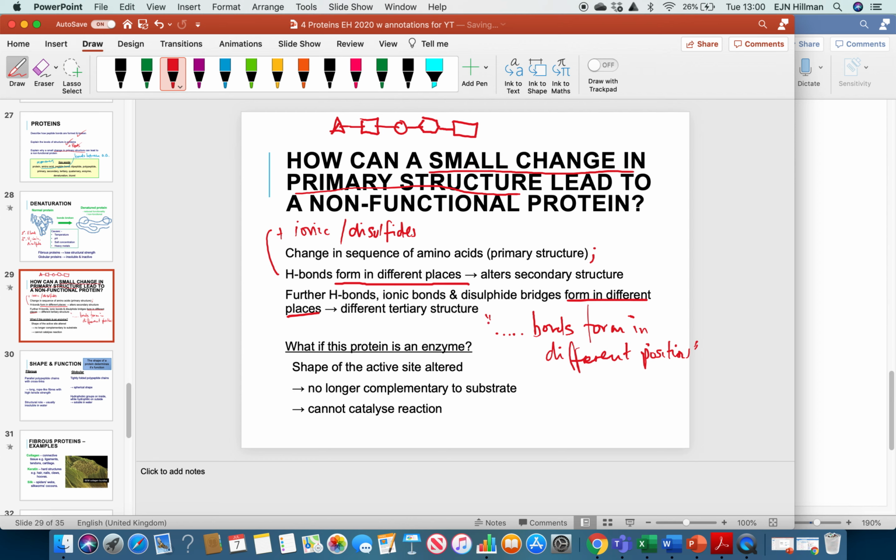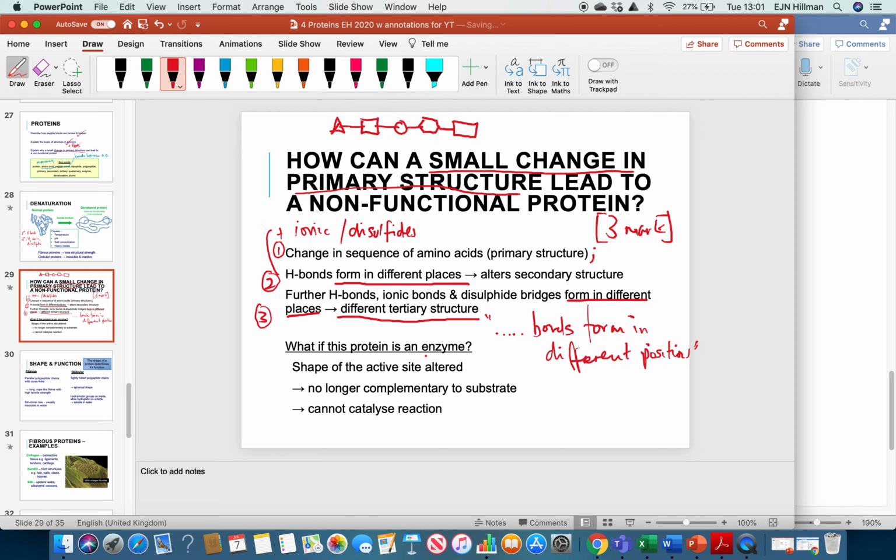What effect does that have? Well, it changes the tertiary structure of the protein. Okay, so very commonly this might be a 3-mark question. Okay, with those 3 marks, we've got 1 mark for the change in the primary structure, 1 mark for those bonds forming in different positions, and a 3rd mark for the change in the tertiary structure.